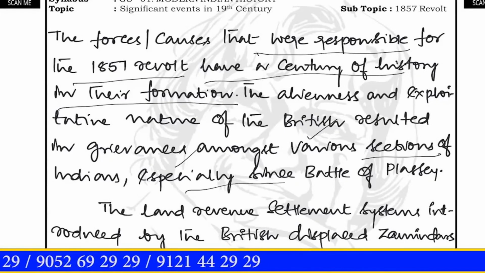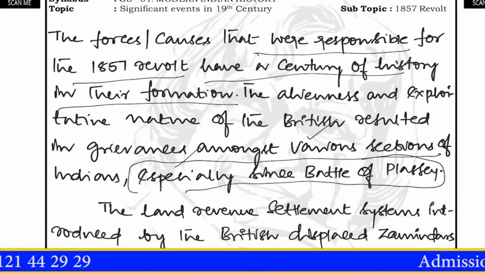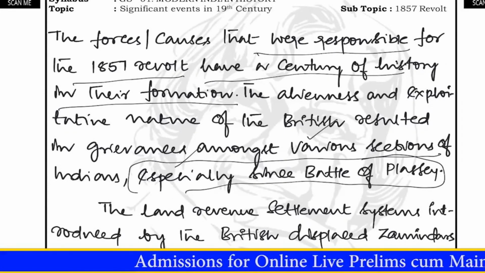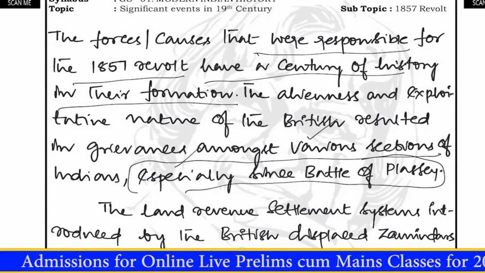And especially since the Battle of Plassey. Why did it mention the Battle of Plassey? Because the question is asking about events that happened in the preceding 100 years, and you know the 1857 sepoy mutiny happened, and in 1757 the Battle of Plassey happened. So roughly to locate that, I am focusing on those events which happened between 1757 and 1857.